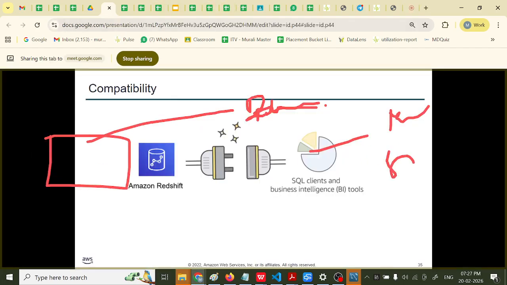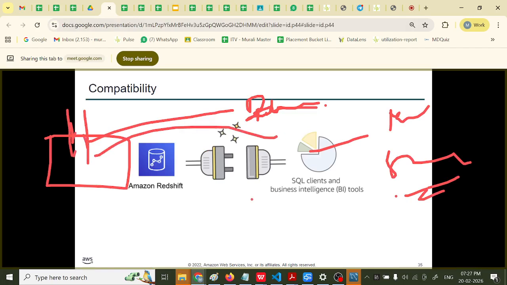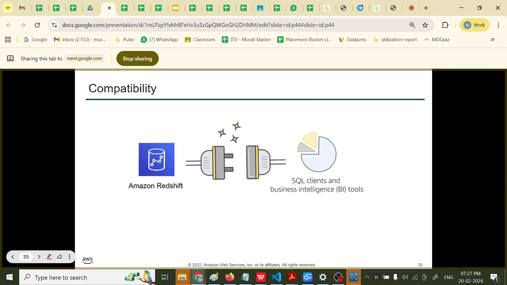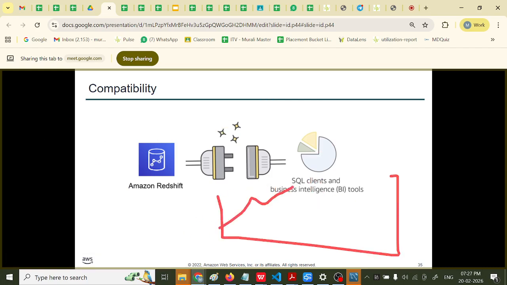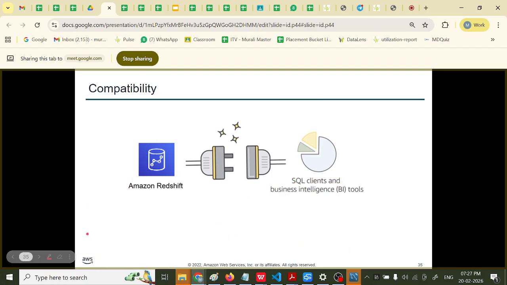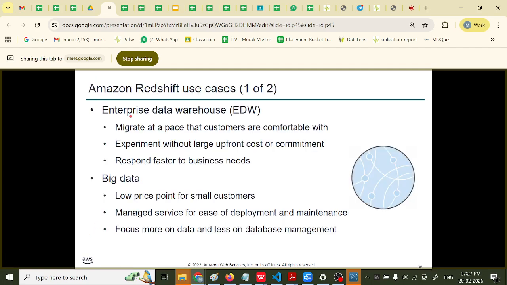Okay, the stock market, right? The stock market will need a large amount of data. It will be given as a bar chart or line chart, like that they will go for trading, right? So here Redshift will be supporting only SQL queries and business intelligence tools. It can be used for main enterprise data warehouse centers and big data analysis also.